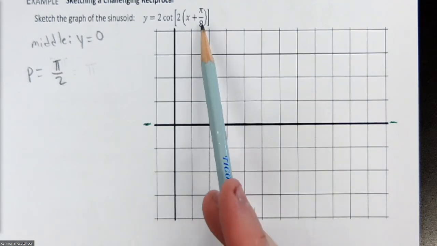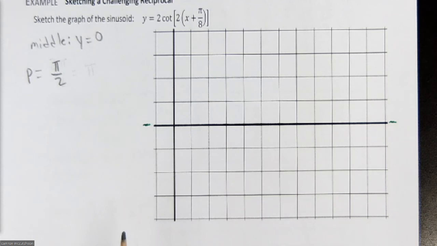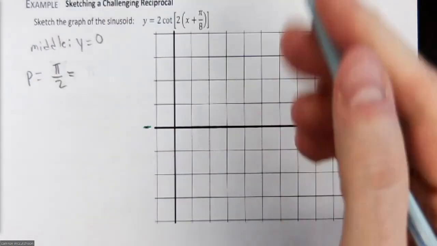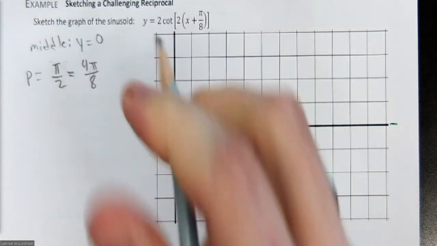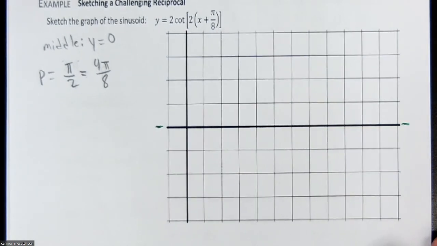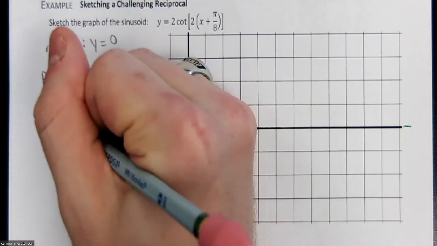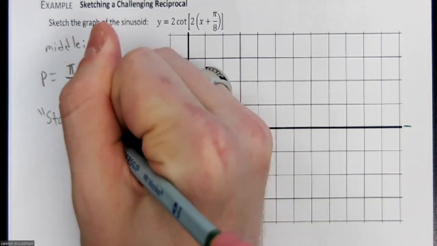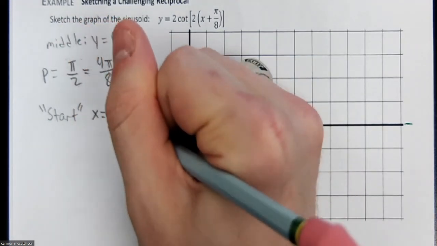But our phase shift, yuck, our phase shift is a pi over 8. We want our period length and our phase shift to have the same denominator. So since I know I'm going to have to deal with the over 8, I'm going to call this 4 pi over 8. The point that makes the inside equal 0, the place where we are going to start, which remember, this is cotangent, so its starting place will be undefined, is negative pi over 8.